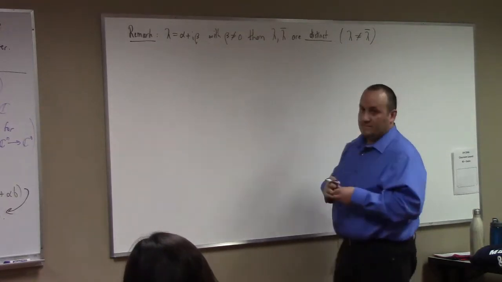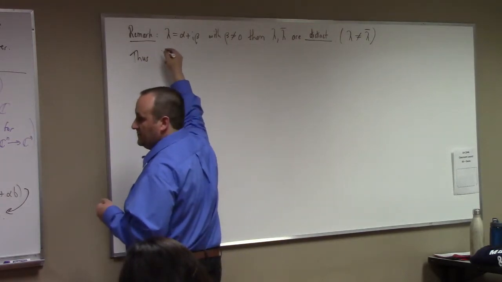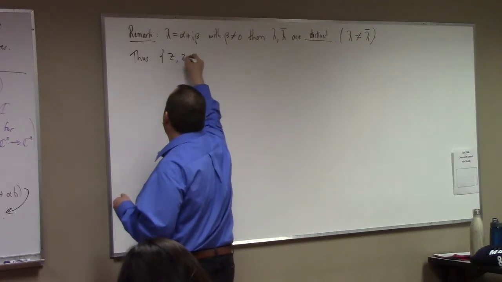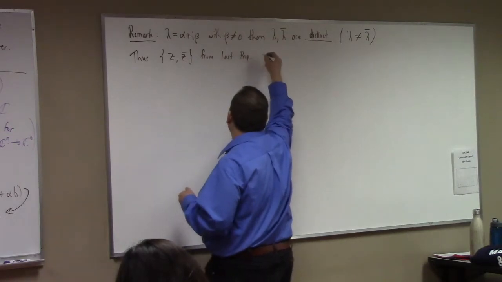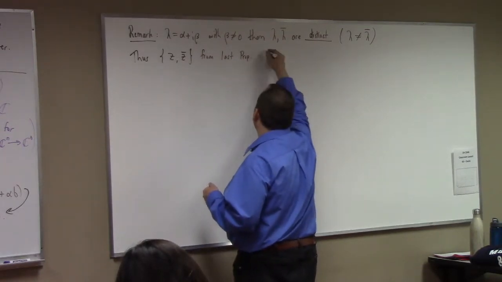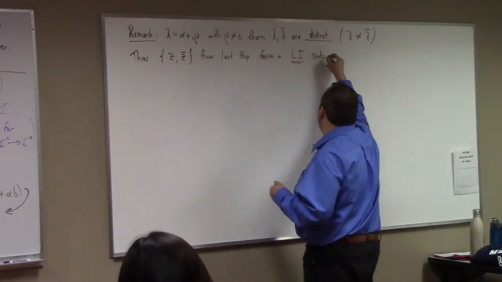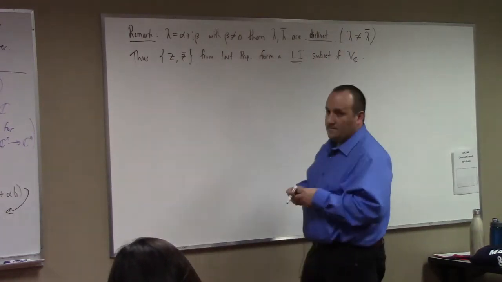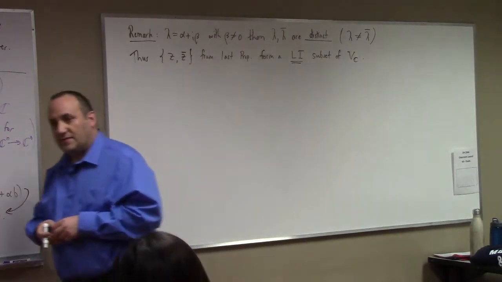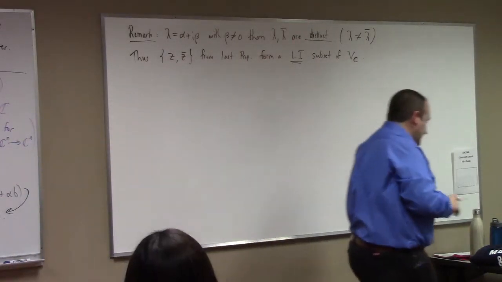And why is that important? Thus, if we look at z and z bar from the last proposition, they form a linearly independent subset of the complexification of V, because distinct eigenvalues give us linear independence. And so that's one of the fundamental observations which goes into the next theorem.